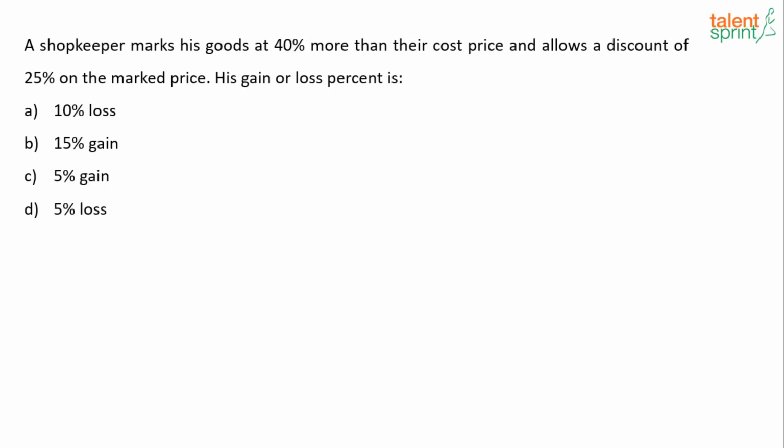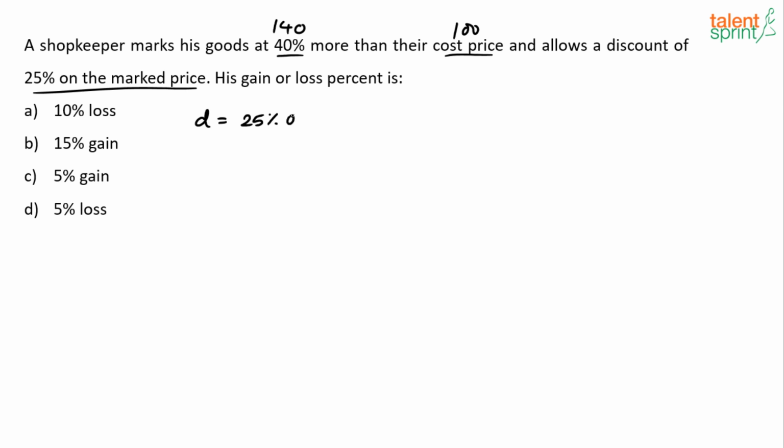Now this question is from Profit and Loss. It says a shopkeeper marks his goods at 40% more than their cost price. Now here you should understand, before you read the rest of the question, you should make up your mind that the cost price is 100 as usual. I mean, we assume the cost price to be 100. Then the mark price will be 140. See, he has marked it up by 40%, right? So 100 becomes 140 and allows a discount of 25% on the mark price.